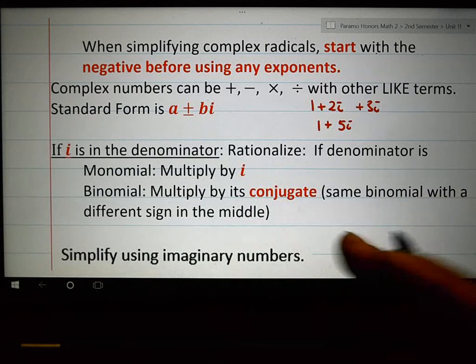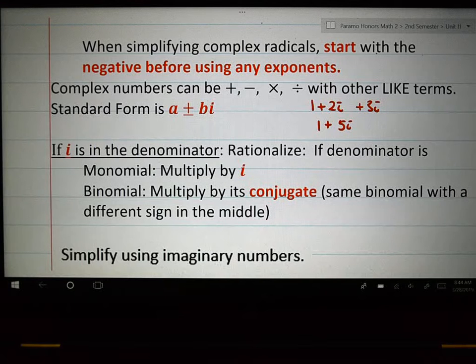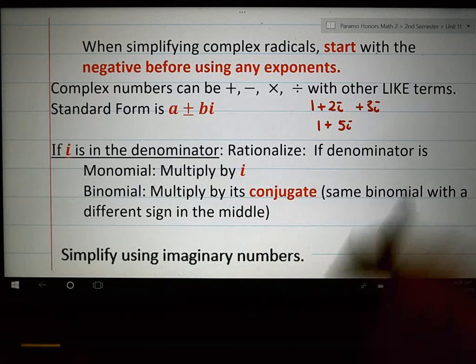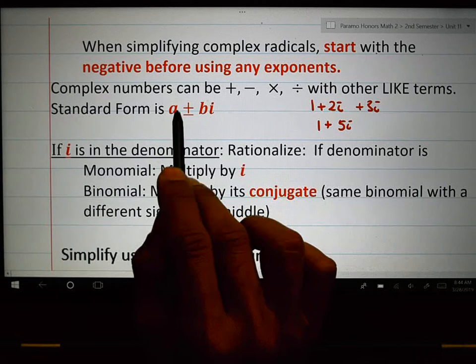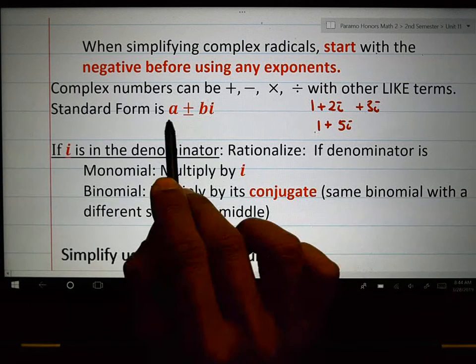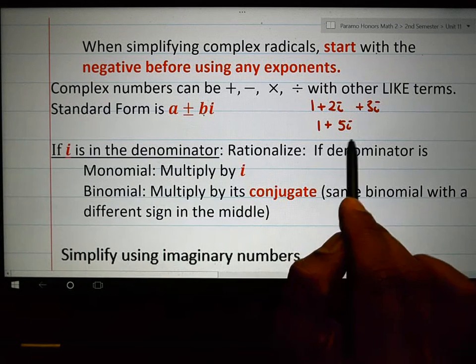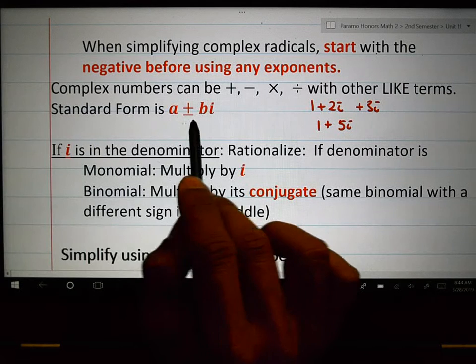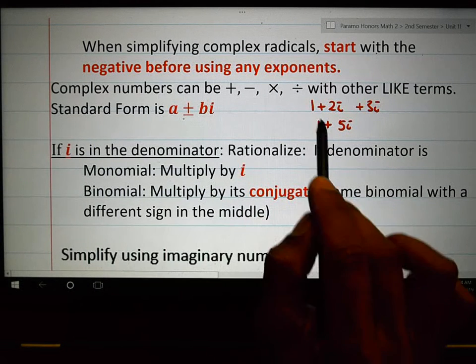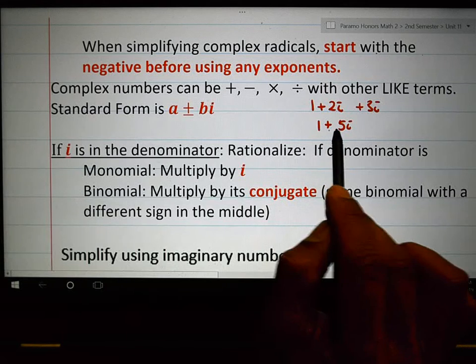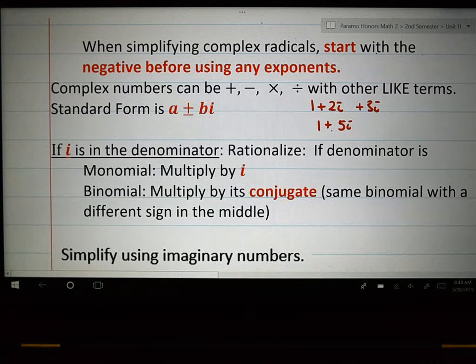If we're multiplying, that's a whole other thing. We're going to talk about that in a second. But when we give our final answers, we always give the real component first and then the imaginary component second. That's what this is, a plus or minus bi. Our final answers should have the real component first and any imaginary numbers second.